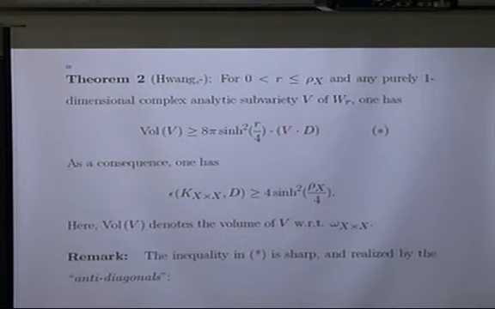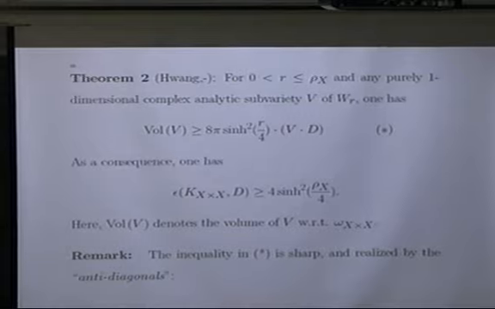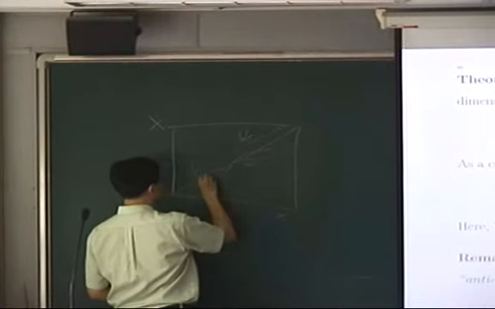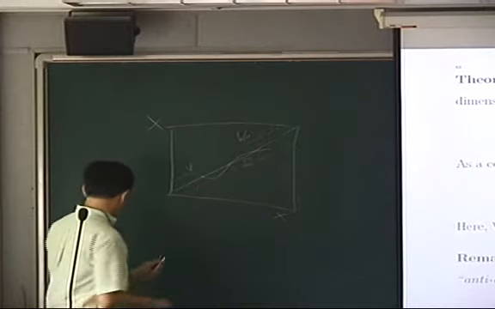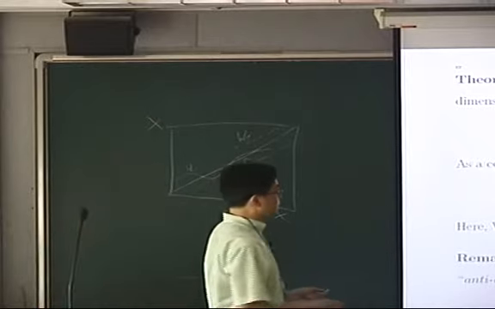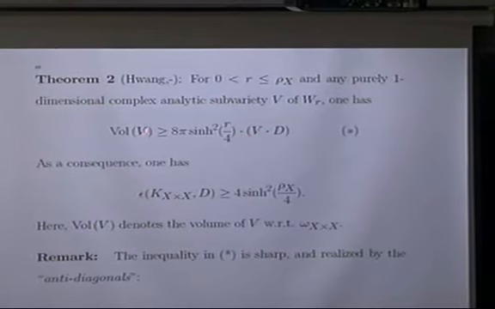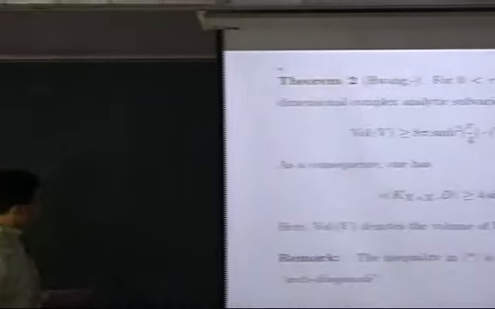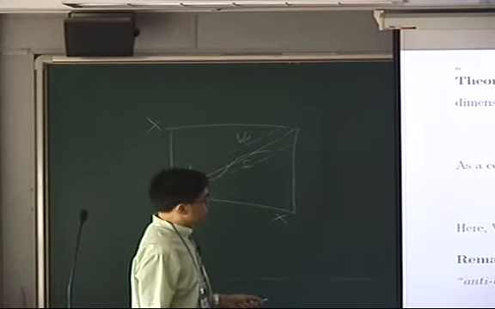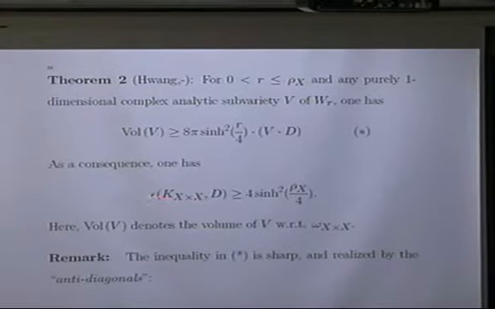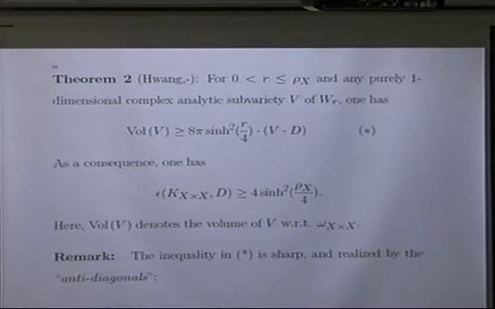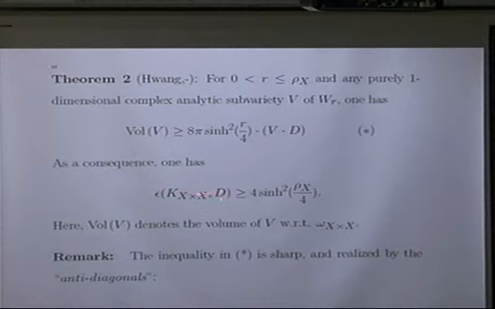So here you take any subvariety V which intersects D at a certain number of points, and then you want to get a lower bound of the volume of V with respect to the product hyperbolic metric on X cross X. So this is the lower bound. And remember, of course, omega on X cross X is related to the first Chern form of K_{X×X}. So you can actually translate this easily into this statement about the Seshadri number, namely that the Seshadri number of K_{X×X} along the divisor D, along the diagonal D, is bigger than or equal to 4 times hyperbolic sine squared of r over 4.